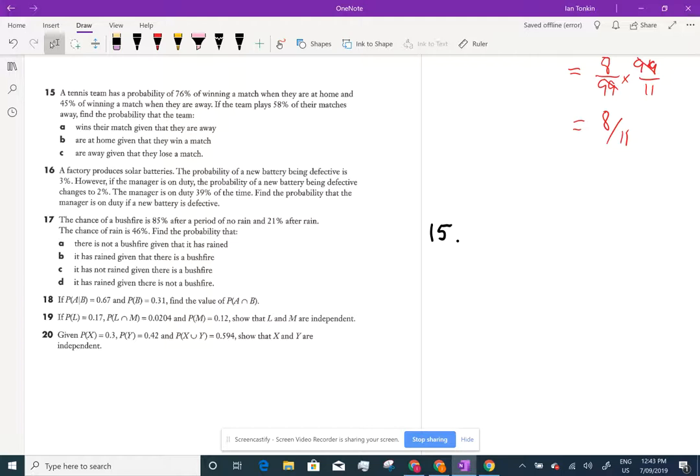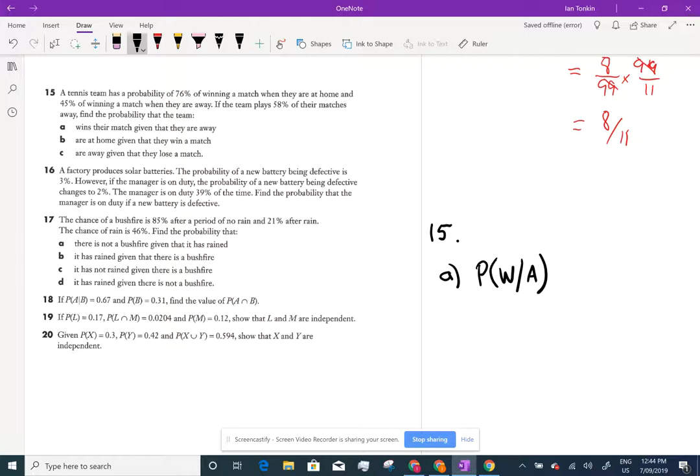So 15. A tennis team has a probability of 76% of winning a match when they're at home and 46% of winning a match when they're away. If the team plays 58% of their matches away, find the probability that they win their match given that they're away. Okay, so let's have a go at A. Probability of winning given that they're away.